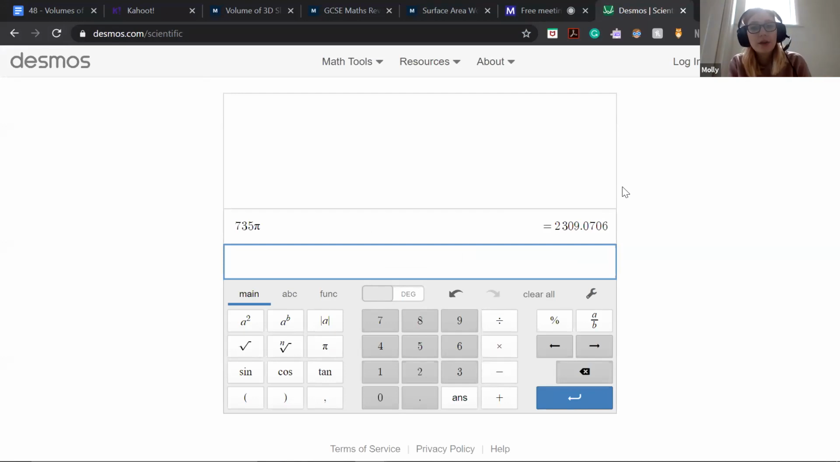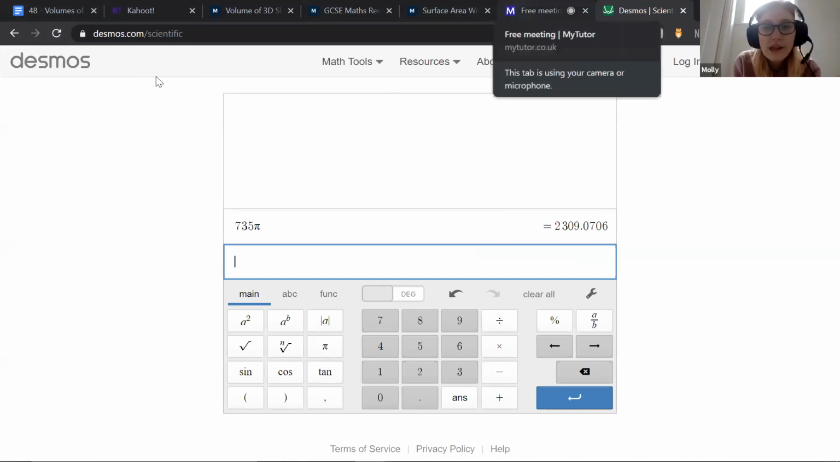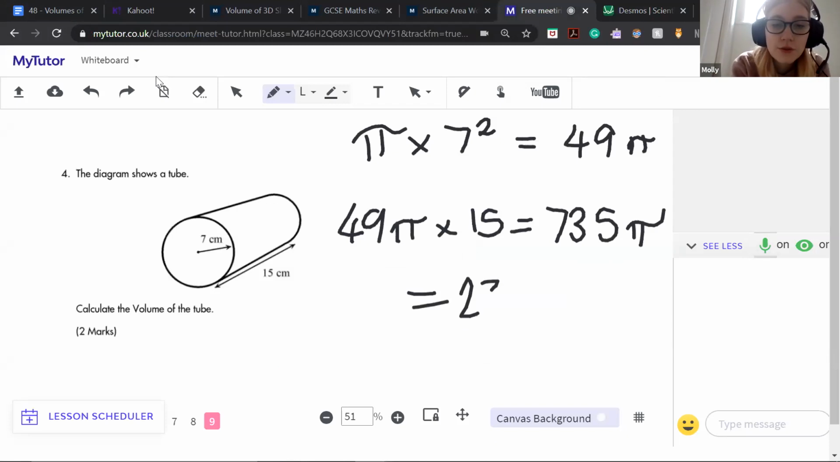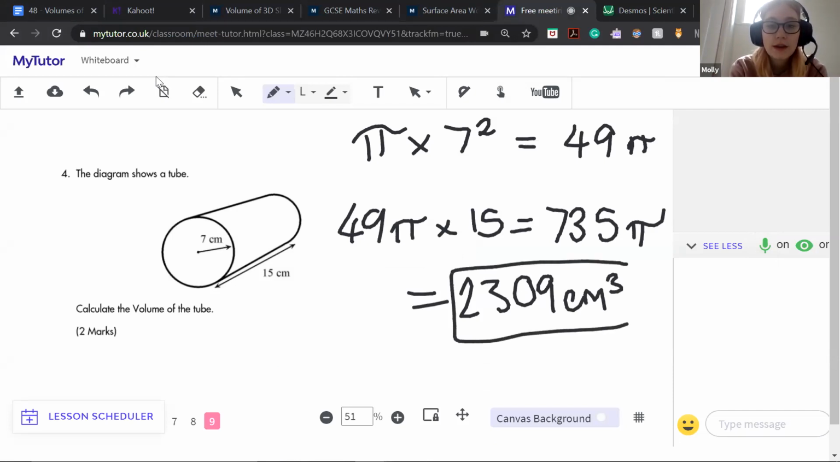So there you go, 2,309.0706, or let's just say 0.07. Or if we just round it to 4 sig figs, 2309. Which those who answered got, so that's fantastic. Now, has anyone had a go at the surface area?